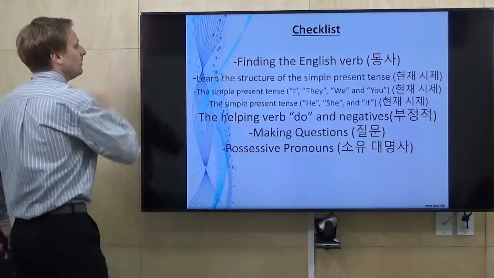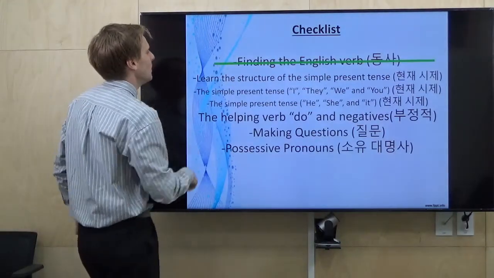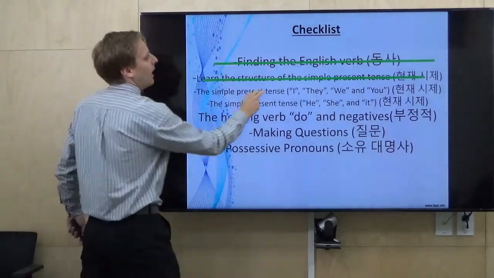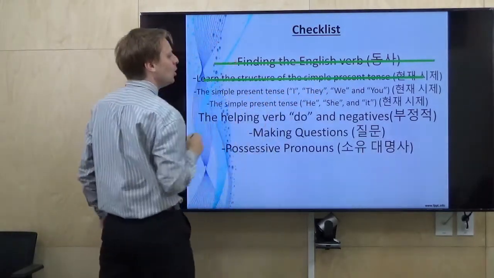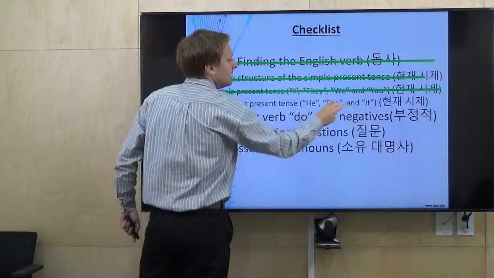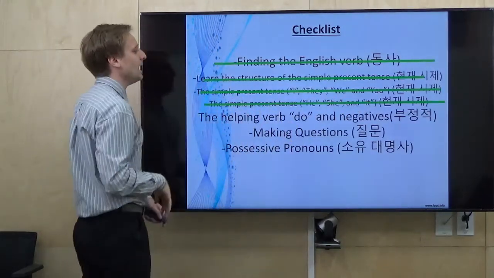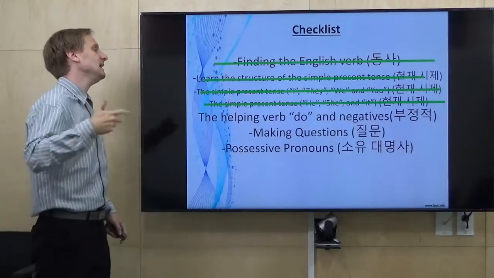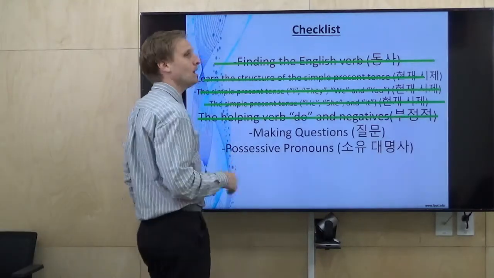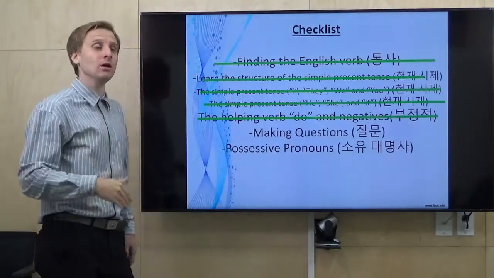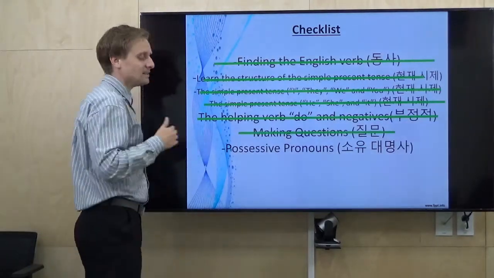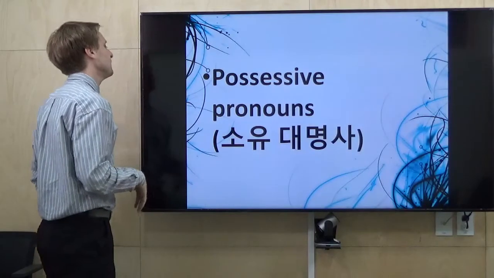Okay, so we found the English verb in sentences, learned the structure: subject, verb, object. We learned that I, you, we, and they have no S. He, she, and it have an S. To make negatives: I, you, we, they don't; he, she, it doesn't. Making questions: Do I play soccer? Does he play soccer? And then the last thing is possessive pronouns.